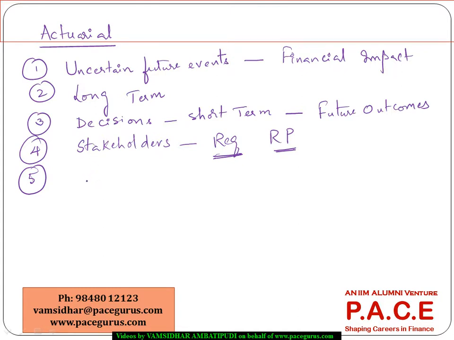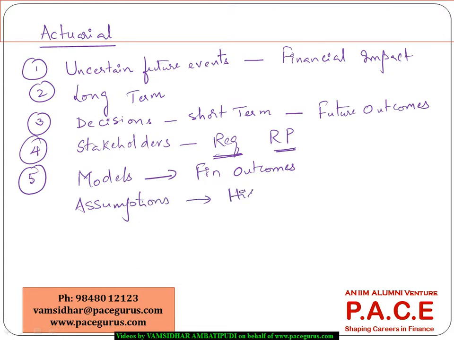I'm using any kind of models that I'm building for predicting future financial outcomes. I'm using assumptions based on historical data and experiences, and bringing out the assumptions based on that. All these are making this particular framework more and more actuarial.